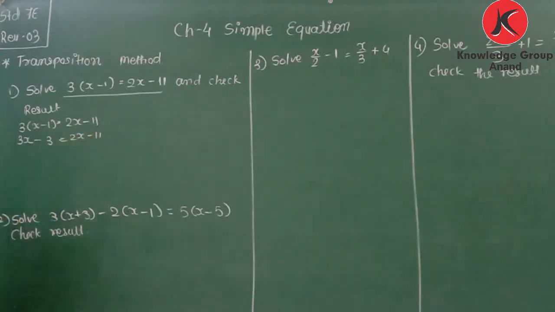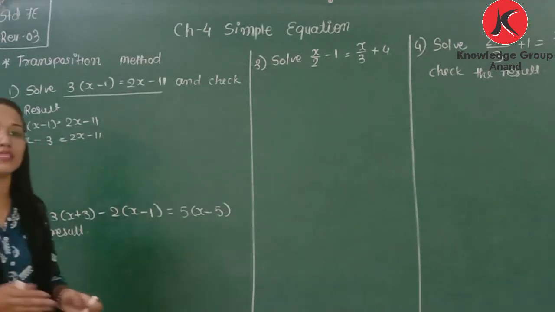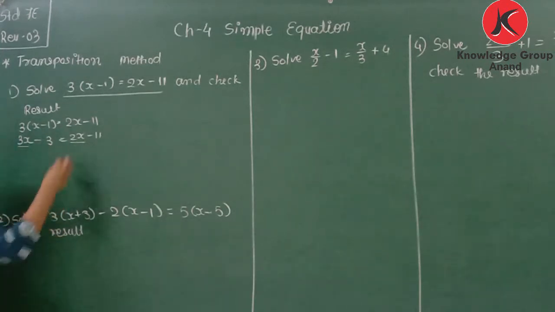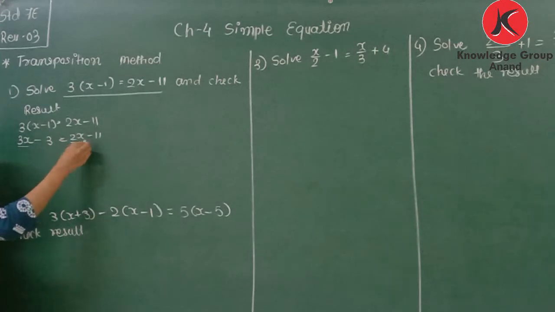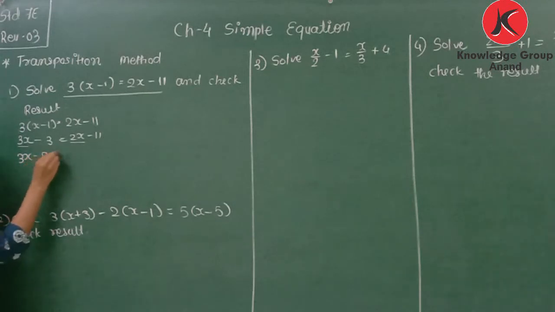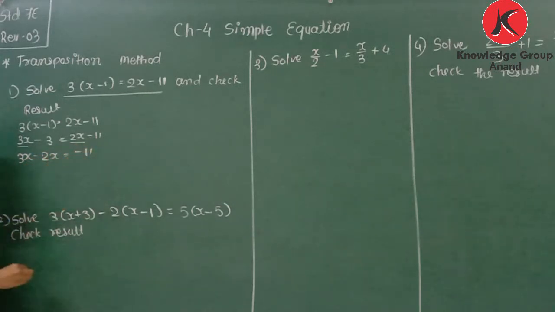Now as we learned earlier, we need to keep the variable terms on one side, means separating the variable terms and separating the constant terms. So here you can see this is the term with the variable. So we need to write it on the left side or right side. So take 2x from right side to left side. Now what is the sign of 2x? It is positive. So when we move it from the right to left, it will be negative. So 3x minus 2x. Here minus 11 is remaining.